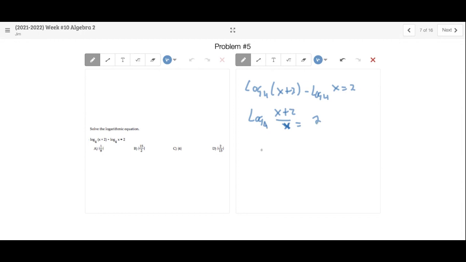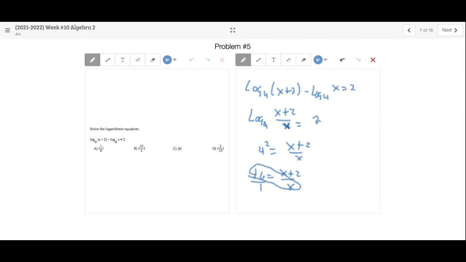I'm going to rewrite this as an exponent. So 4 to the second is equal to (x plus 2) over x. 4 to the second is 16. So 16 is equal to (x plus 2) over x. Now, whenever I get to this point, a lot of kids are like, well, how am I supposed to solve this? Proportion. Rewrite it as a proportion.